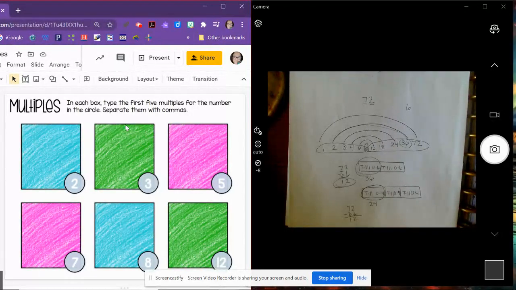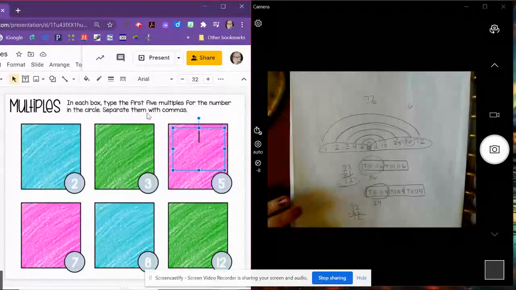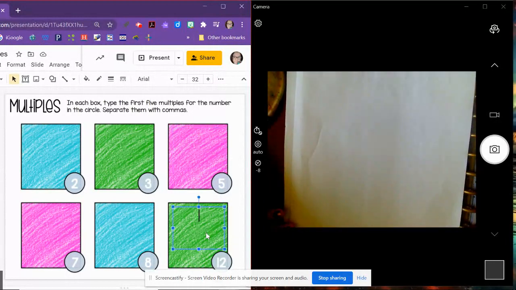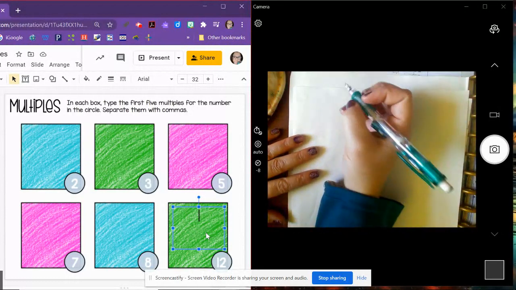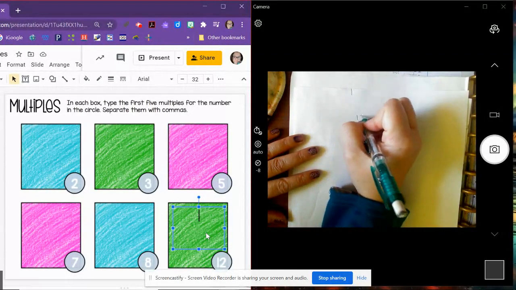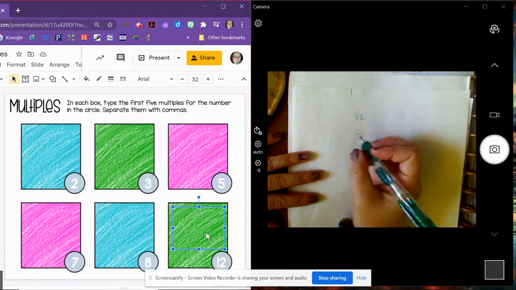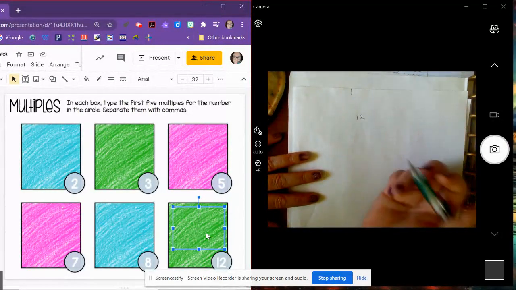All right, so it says list the first 5 multiples for the numbers. So you're just going to double click in the box and the circle, separate them with commas. Okay, so for this one, like 5's too easy. Let's do 12. I'm just telling you guys, all you have to do is repeated addition here. So if I have 12 and then I want to find the first 5 multiples, don't let that number 5 trip you up. All it's asking for is the next 5 numbers.